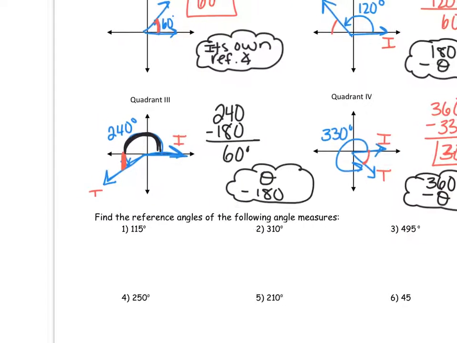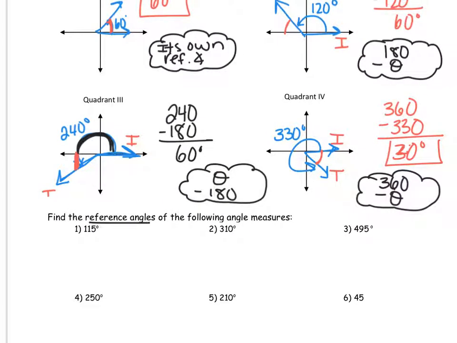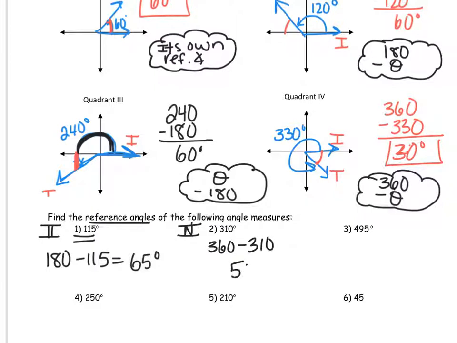So find the reference angle for each of the following angle measures. So for 115, we know that that's an angle in quadrant 2, so we're going to do 180 minus 115. And that gives us 65, okay? How about 310? Where does that lie? 310 is in quadrant 4. So we take 360, so this is quadrant 4. So 360 minus 310 is 50. That's my reference angle.